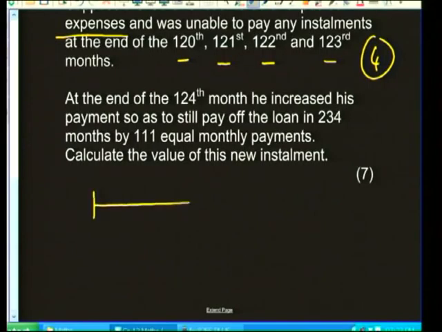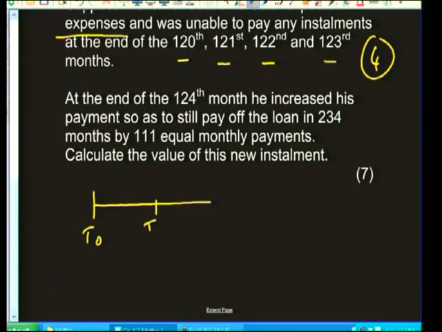So we now have to work out the new installment. So we're going to have to work out how much he now owes after the 4 months of no repayments, and then work out a new financial plan. So here we go. Just popping this on a timeline so we can see exactly what's happening.